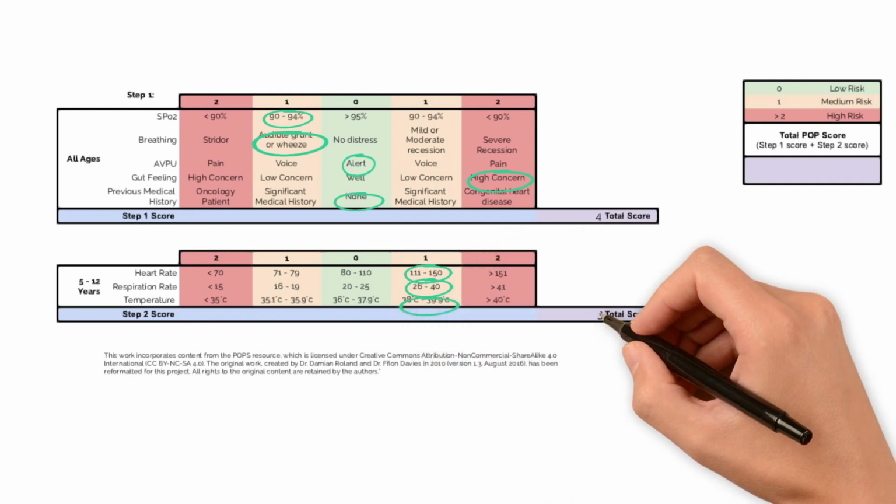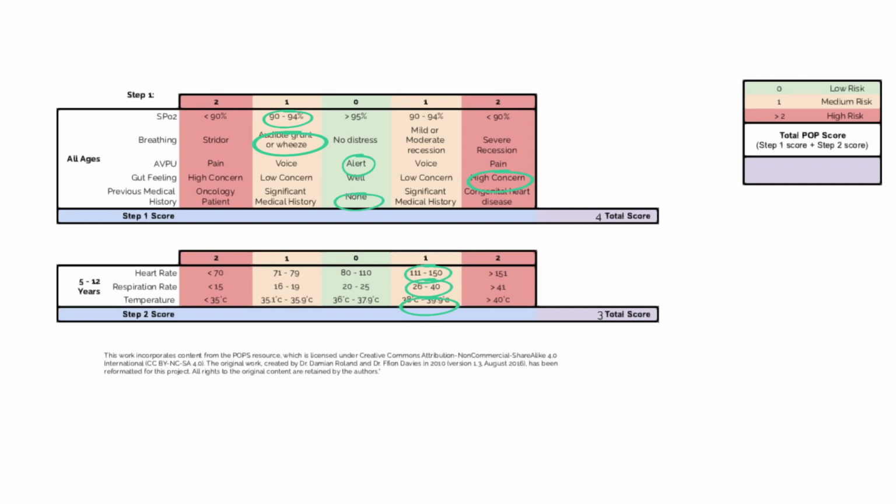And his temperature is recorded as 38.5 degrees. This also scores 1. With a total score of 7, Jamie is at high risk of deterioration. Based on this, you should escalate care immediately, possibly calling for advanced support or providing rapid transport to hospital.